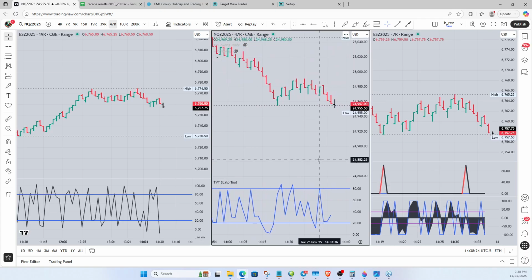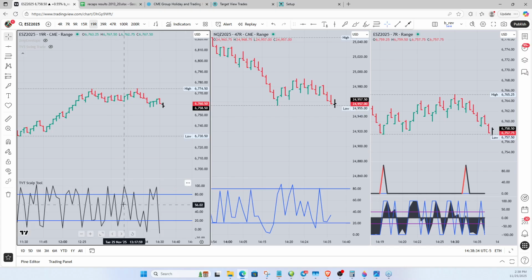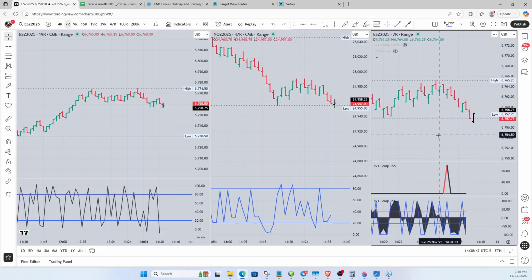Now, we started out with the fade and there was a little ambiguity in there, but a lot of people built setups around it, so I didn't want to get rid of their setups. So then I created this that removed the ambiguity because this actually goes in the direction that you want it to go, and up close it goes down right here. So you know to sell the open of the next bar.